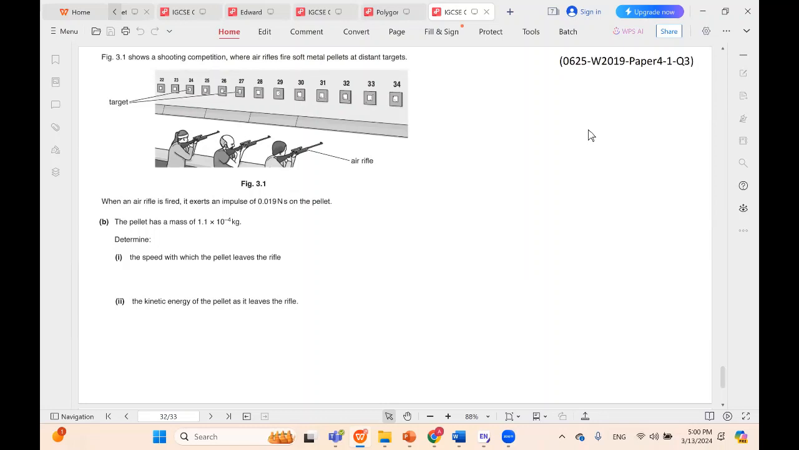Figure 3.1 shows a shooting competition where air rifles fire soft metal pellets at distant targets. When an air rifle is fired, it exerts an impulse of 0.019 Newton seconds on the pellet. The pellet has a mass of 1.1 times 10 power negative 4. Determine the speed with which the pellet leaves the rifle.